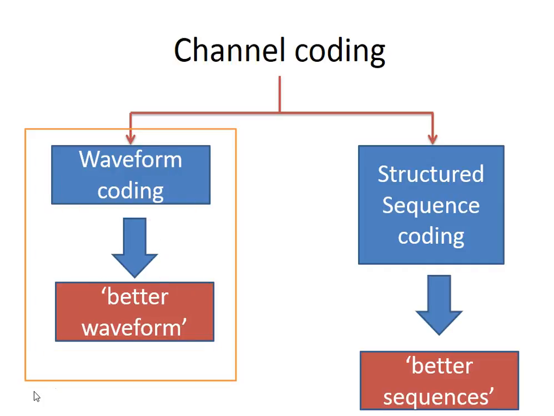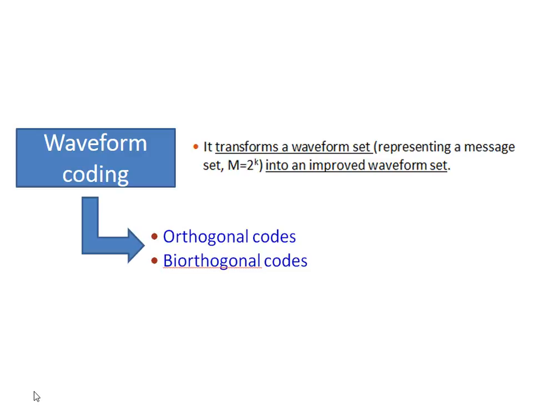Okay, now let's go for the waveform coding. Waveform coding procedures transform a waveform set, which represents a message set, into an improved waveform set. This improved waveform set can then be used to provide improved probability of error compared to the original set. The most popular of these waveform codes are orthogonal codes and bi-orthogonal codes. So now let's go for the orthogonal codes.